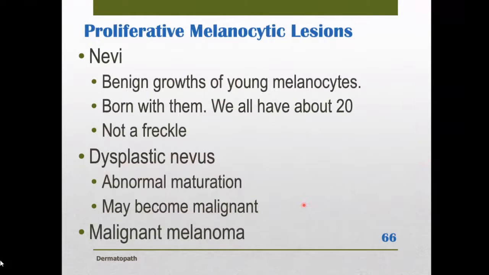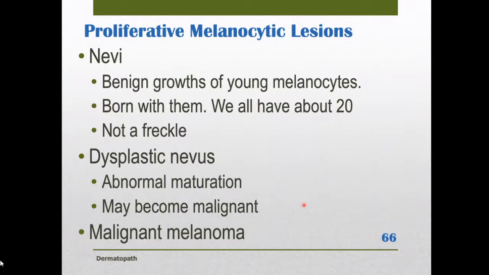So, proliferative melanocytic lesions: we have nevi. A nevus, and when there are many, nevi. This is when you have a proliferation of melanocytes, but the cells are benign. When they are malignant, it will now be called melanoma.